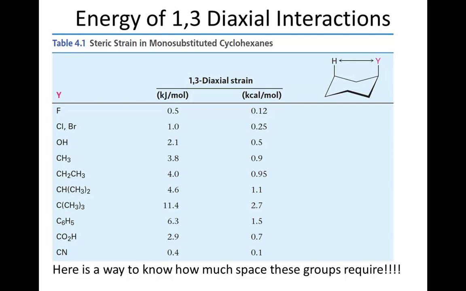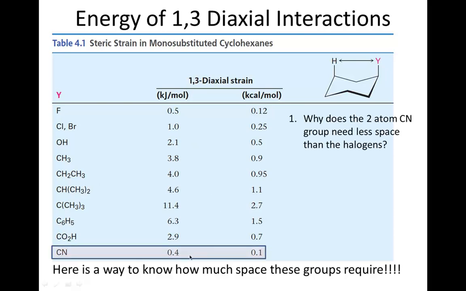Now, what I want to say firstly is by kind of having a feel for this series, it gives you an idea about how much space groups take. So anytime you're not sure about what's bigger, you can flip back and find this table, and you'll have an idea about what's bigger than what. In other words, a chlorine doesn't have as much spatial requirement as a methyl group.